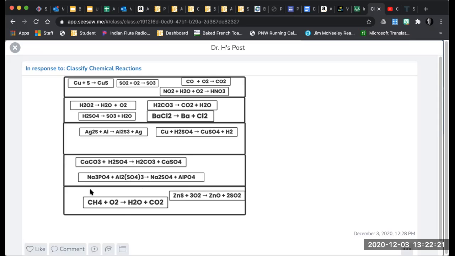And this last one, CH4, O2. In this pattern, we split up the carbon and hydrogen, which we did. They're on either side of the plus. And then we put some oxygen with both. Don't worry about the numbers. We divided up the zinc and the sulfur, either side of the plus sign. And then we added oxygen to both sides. All right, so that's how those all work.